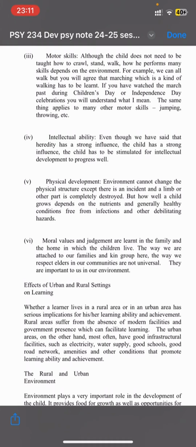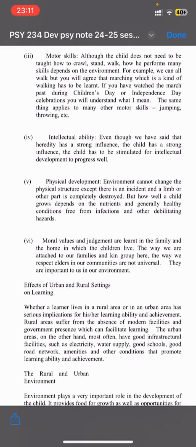Intellectual ability, even though we have said previously that heredity has a strong influence, the environment also has a strong influence. The child has to be stimulated for intellectual development to progress well. I've also explained this before. If the child has genes to make him smart, I don't know if that even exists, but the environment is not stimulating him, is not challenging him, the child's intellectual ability will not grow or develop.